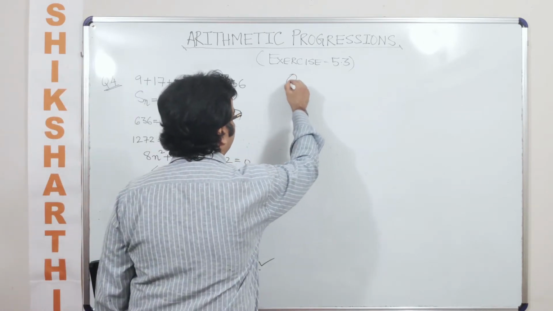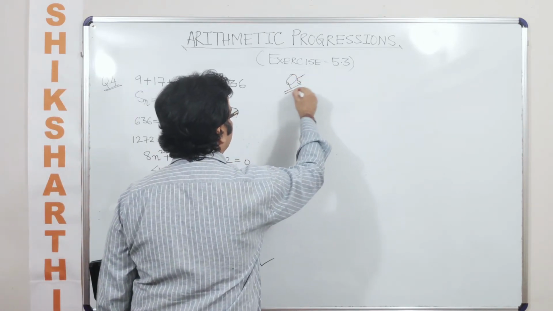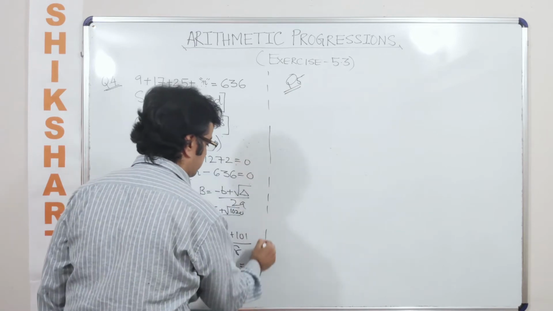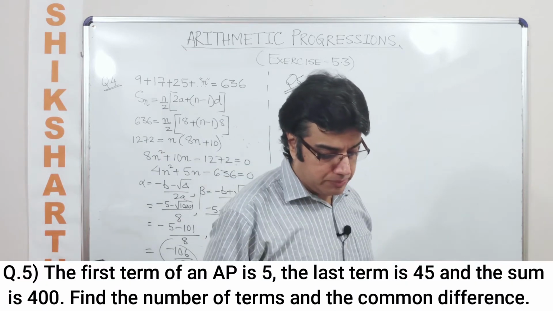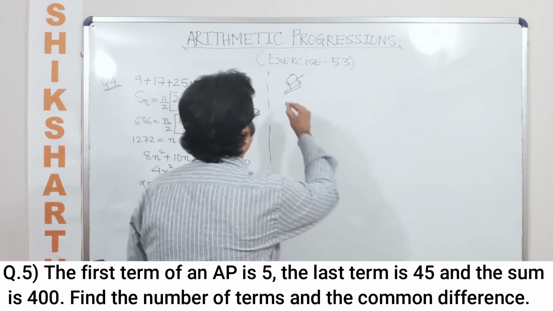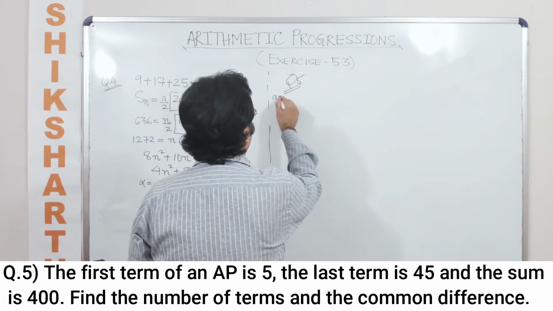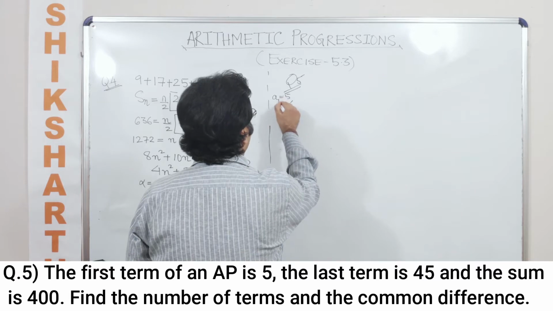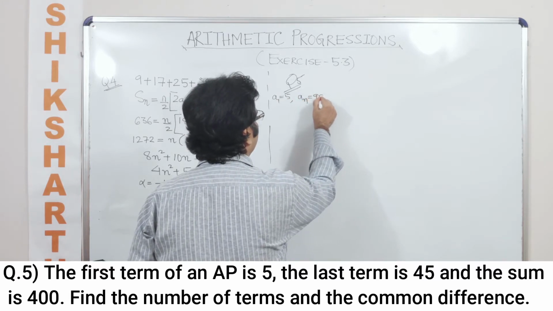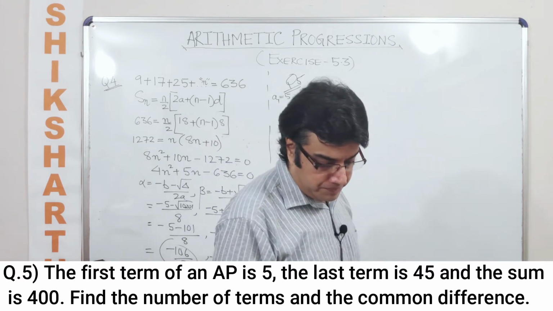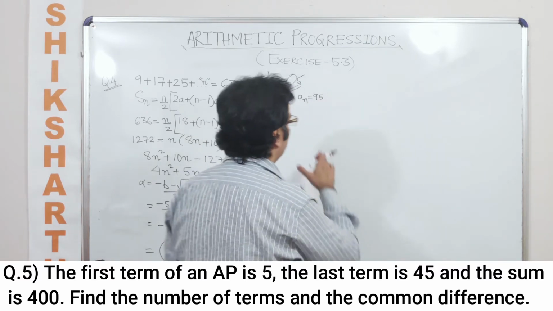Moving on to question number 5. Question number 5 says the first term of an arithmetic progression is 5. So let's say the first term here is 5. The last term, so let's put it as A1. The last term here is 95. Oh, last term is 45.